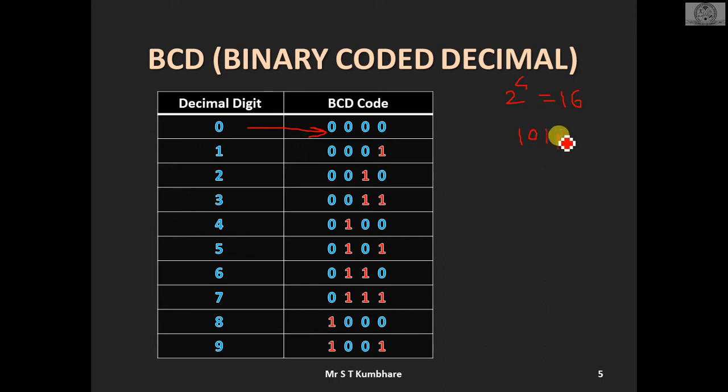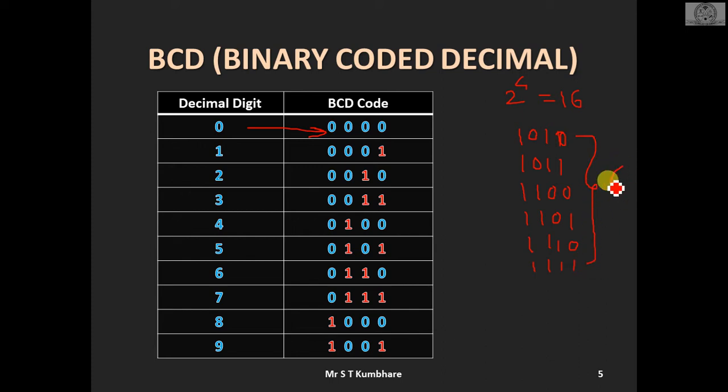1010, then 1011, 1100, then 1101, next is 1110, and last one is 1111. Now these 6 combinations are left.